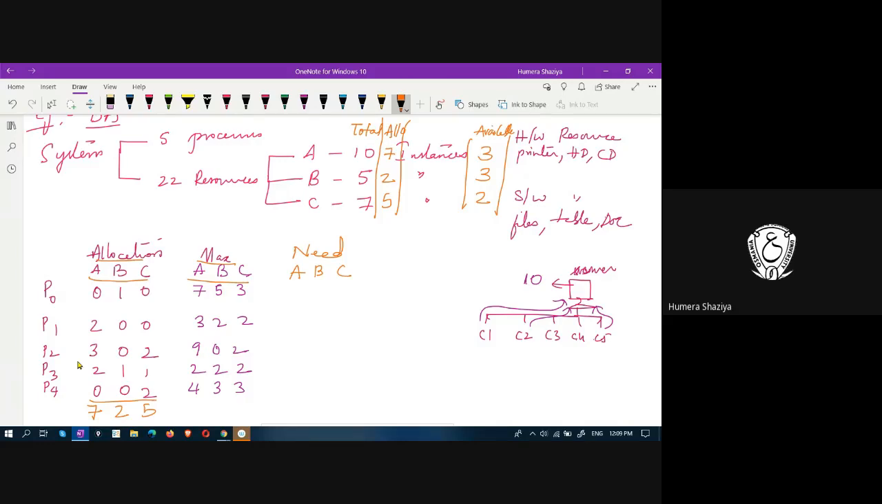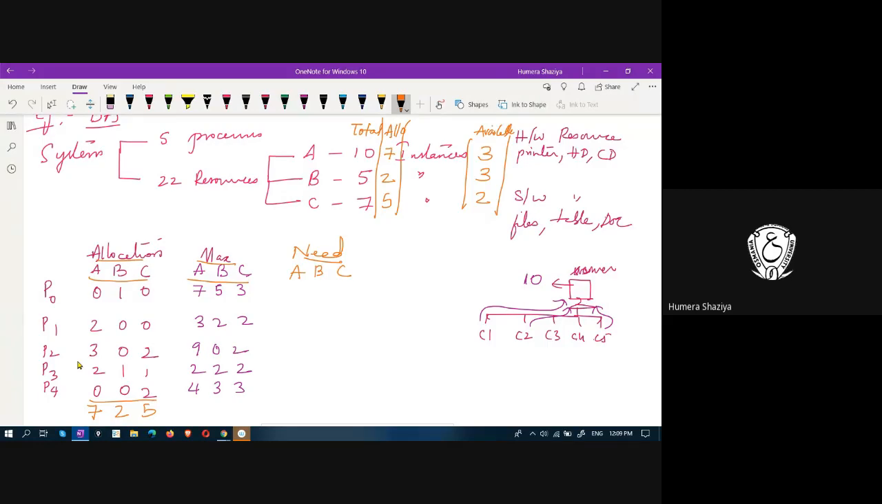There are 5 processes. They require some number of resources. These are their maximum requirements. These are the allocated resources. Now what is the need? Further, how many resources do they need? So how do you do that? You have to subtract allocation from maximum.